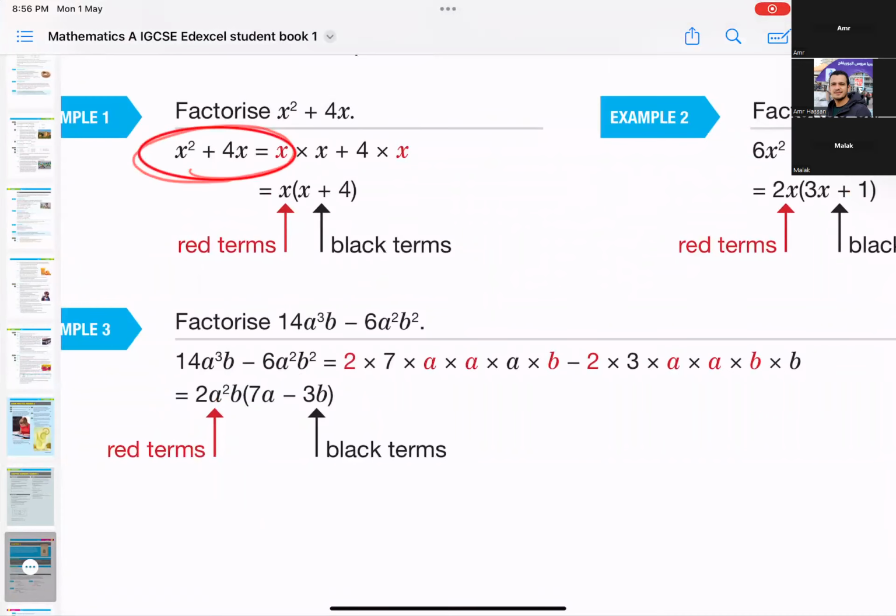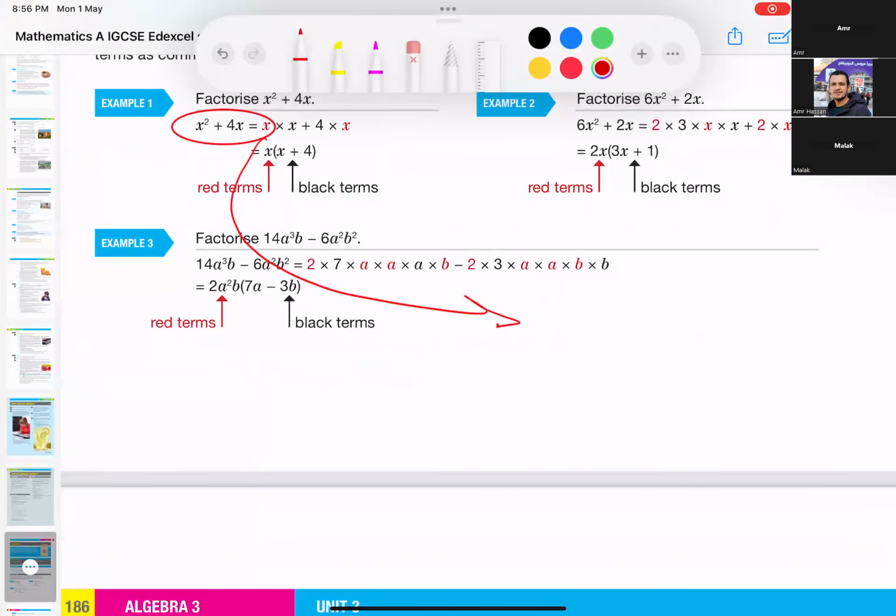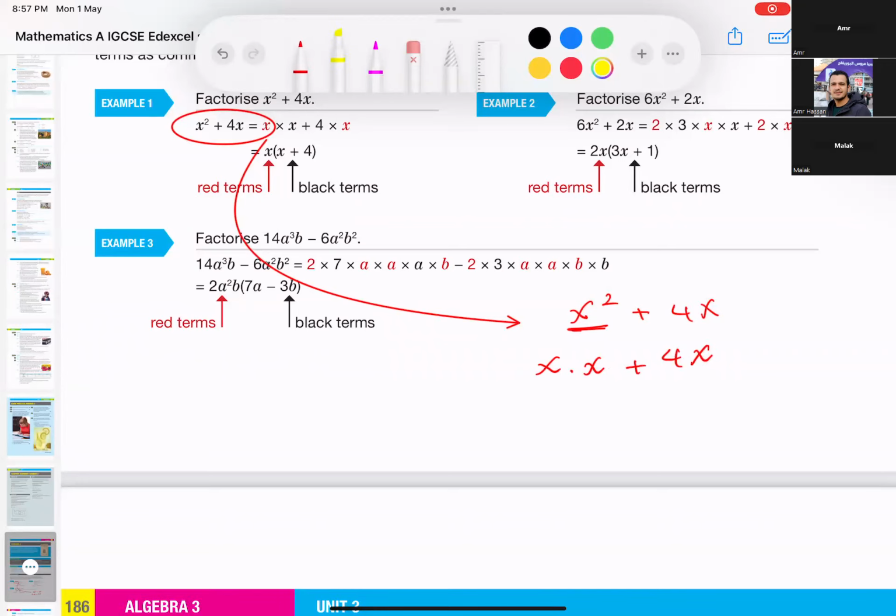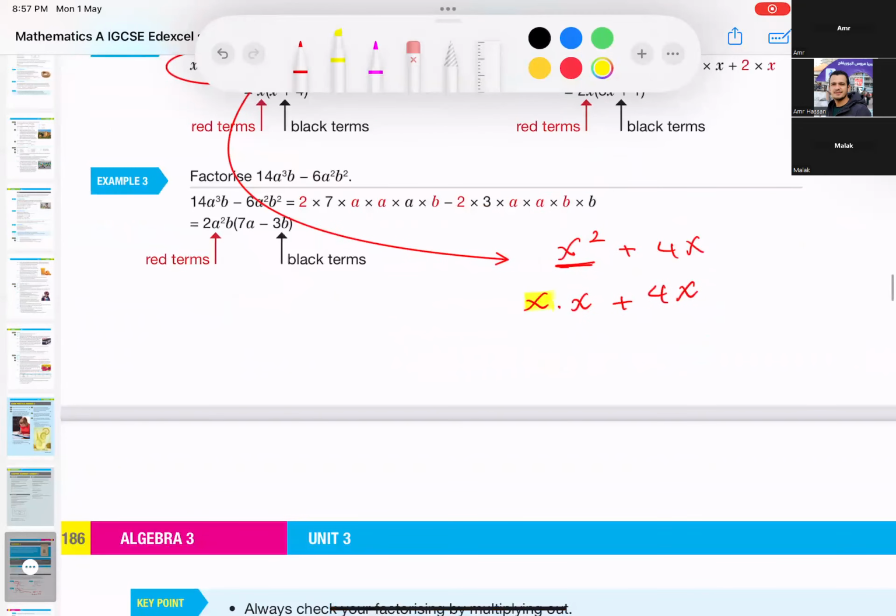So let me try to use this one. Here we have x² plus 4x. Let me try to factorize x², which is x multiplied by x. And here we have 4x. So let me try to highlight the common factor. What is the common factor? First, x and x. It's only x and x. Exactly. So let me try to cancel. x plus 4, and then x plus 4. Perfect. That sounds great.